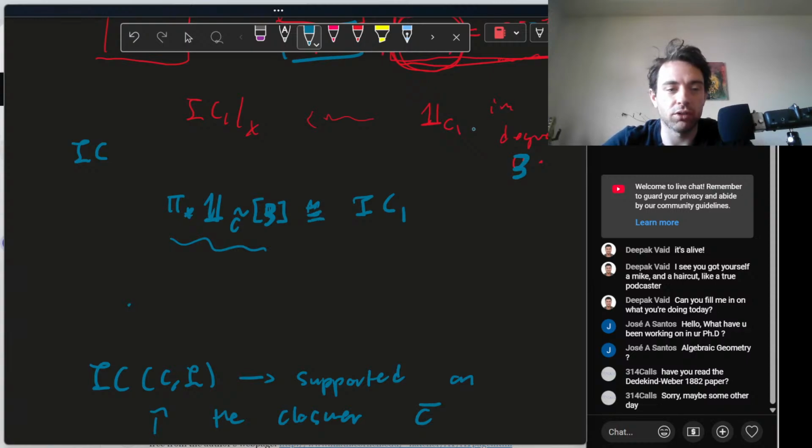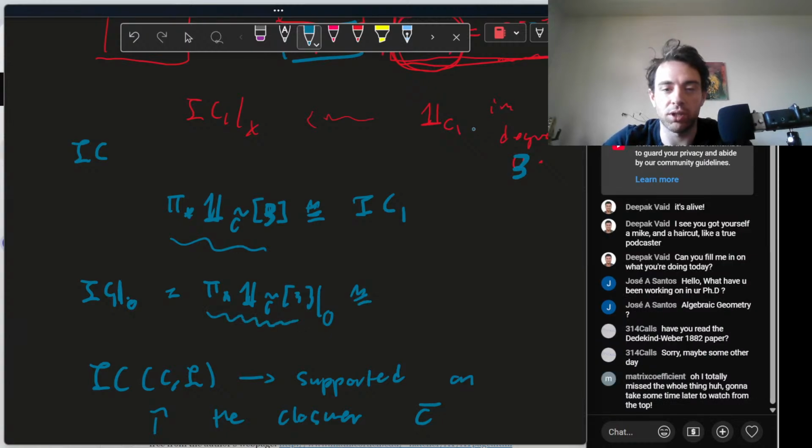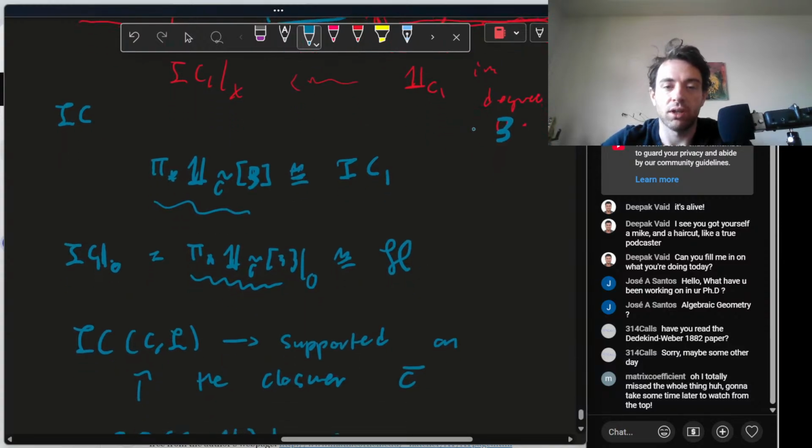So all we need to do is figure out IC1, take the stalk at the 0 matrix. That's just the stalk of this at the 0 matrix. But I mentioned before that this will just be the cohomology of the matrix coefficient.